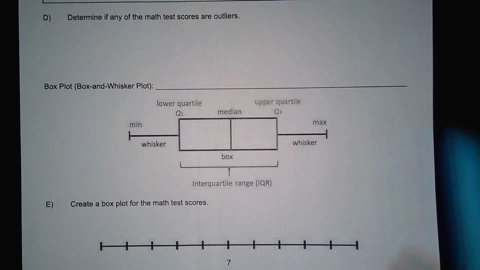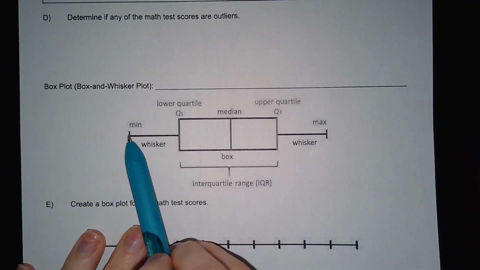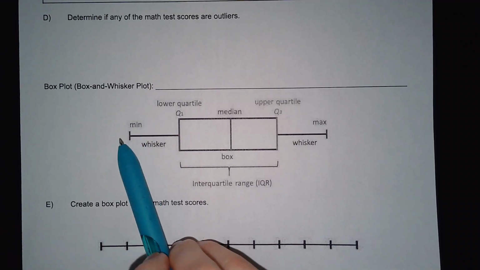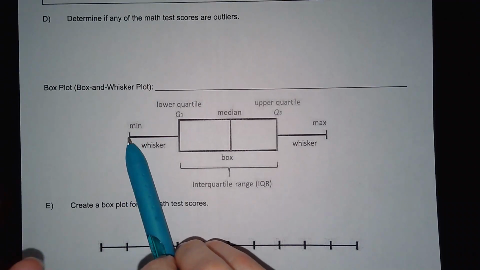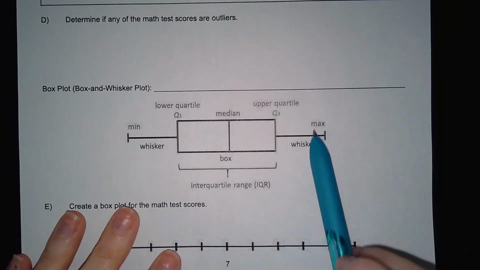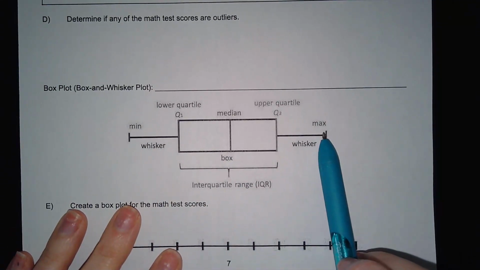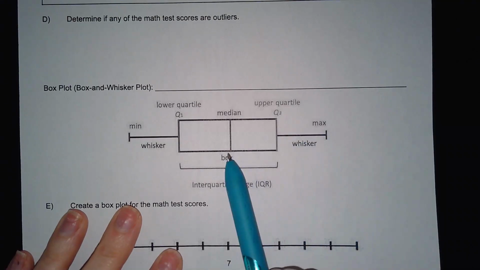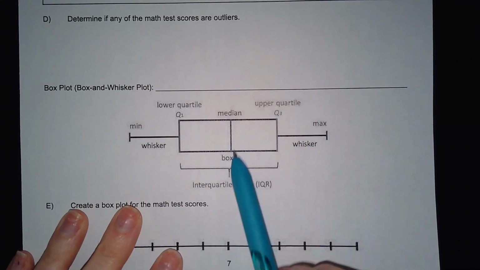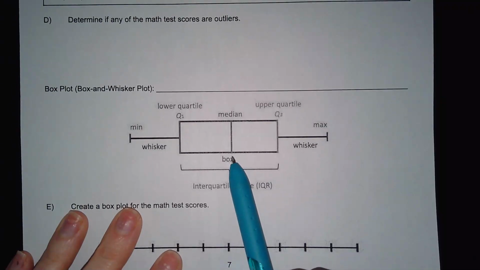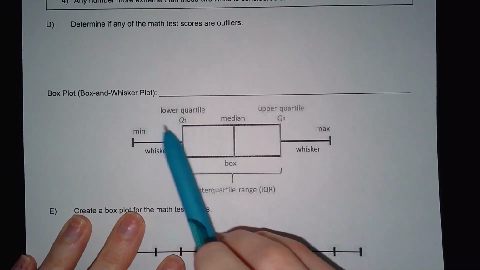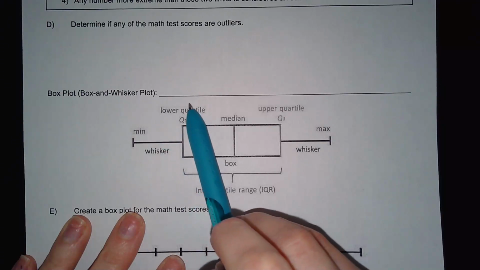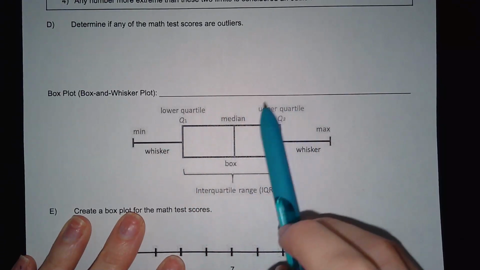Now, there's going to be a couple key numbers here. One is the minimum, which we've already learned is the lowest number in a data set, and the maximum, which we've already learned is the highest number in a data set, and then the median, which is the middle number of a data set. A couple numbers that are going to be new are these quartiles. So we have something called this lower quartile and this upper quartile.